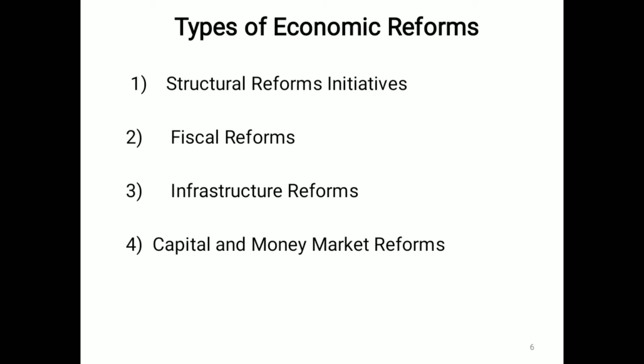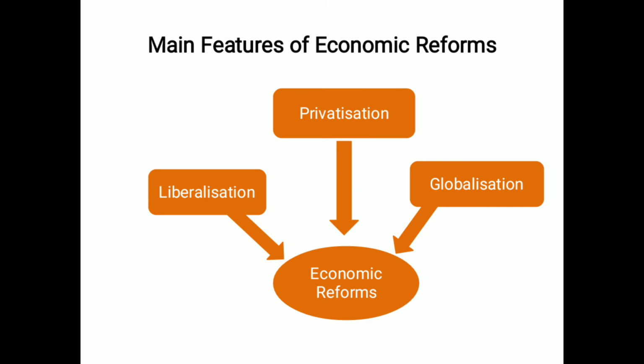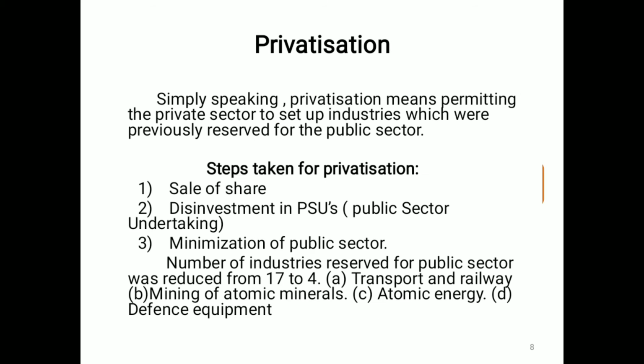So, there are some types of economic reforms which can be explained as follows. The first type of economic reform is structural reform initiatives. Second one, fiscal reforms. Third one, infrastructure reforms. Fourth one, capital and money market reforms. So the main features of economic reforms have been categorized in three parts: liberalization, privatization and globalization. So LPG are the main features of economic reforms.